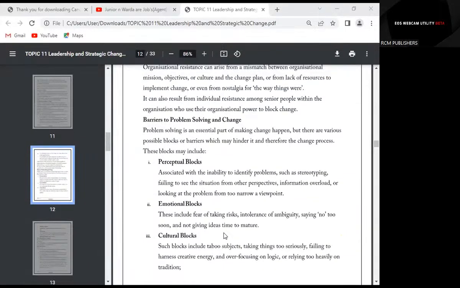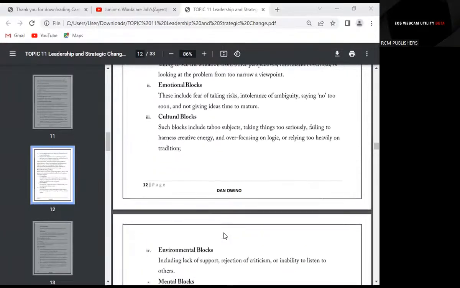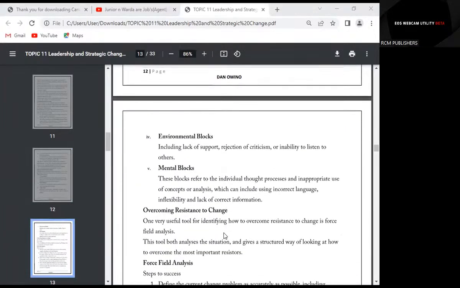So those are some of the barriers to problem solving and change: perception, people's emotions, cultural factors, environmental or situational factors, and then the last one, mental, like lack of information.